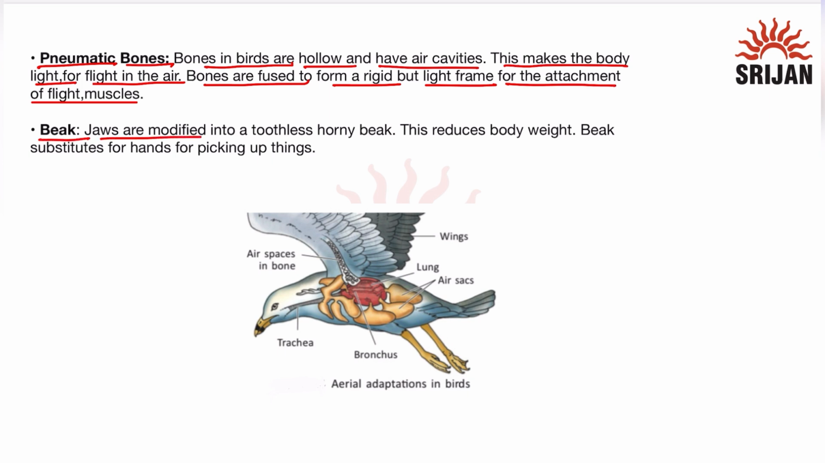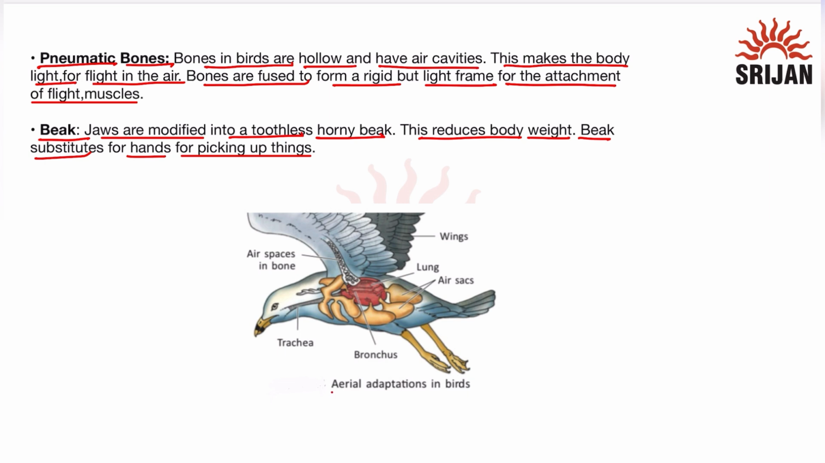Next is beak. So the jaws which are present in bird, they are modified into toothless horny beak. This reduces the body weight. Now beak substitutes for hands for picking up things which are required by the bird.